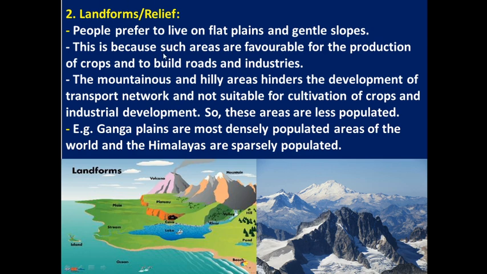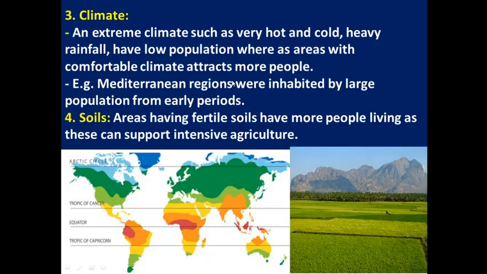So if you ask why the population is unevenly distributed, we can say one reason is water. The second reason is the landforms and relief features of a particular region. The third one is climate, an extreme climate. Extreme here means very hot and very cold climatic conditions, mostly in the north and near the equator, desert regions, and heavy rainfall regions like the Amazon basin, which have a low population.